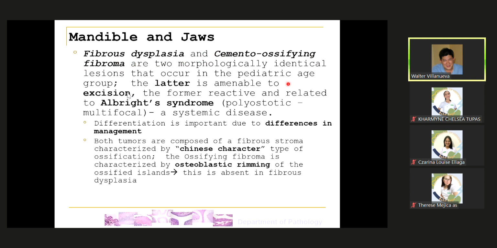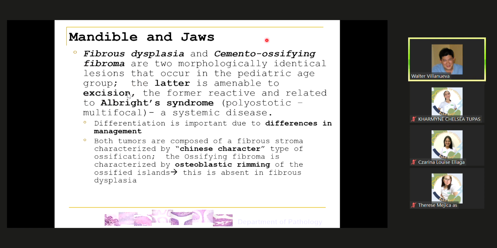Okay, they are two morphologically identical lesions that occur in the pediatric age group. So they occur around the same age, and they are very morphologically identical. The latter, cemento-ossifying fibroma, however, is treatable by excision, and the former is reactive and related to Albright syndrome, polyostotic, multifocal, a systemic disease. So even if you remove it, it's like trying to empty the ocean with a teaspoon. Always there.